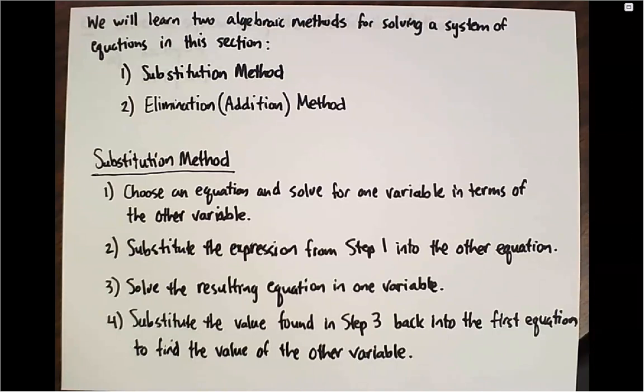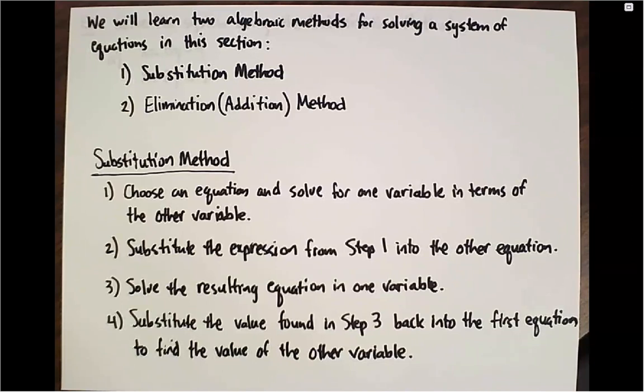So, substitution method. There are four basic steps to solving a system of equations using substitution. The first step is to pick one of the two equations. It doesn't matter which equation you pick, just pick one. And solve that equation for one of the variables in terms of the other variable.